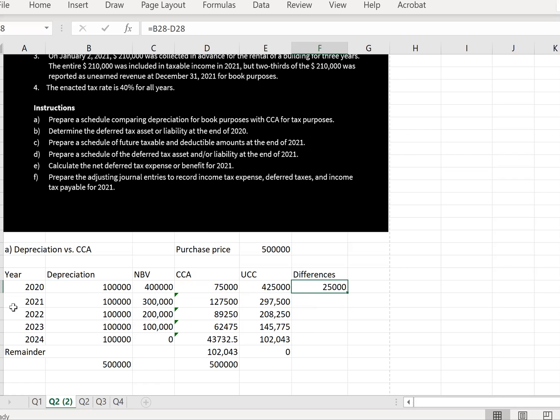Now, if in the next year you can see that my accounting depreciation is 100,000 and my CCA without the half-year rule is 127,500, what does that mean? Well, it means that in the future I have that much less I can deduct for tax. I've already deducted 127 and I've only deducted 100,000 for accounting. So now I'm ahead. I've got lower profit for tax. So it's going to even out and I'm going to have to add that back at some point. So that's going to be a future tax liability.